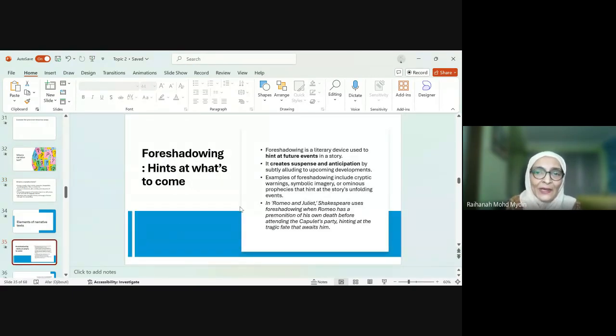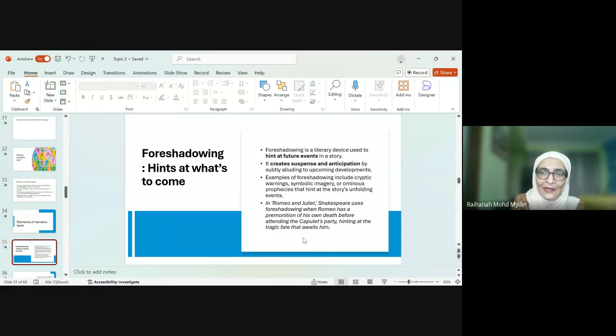So foreshadowing, when we think about foreshadowing, is imagine you're reading a story and there's something that is being hinted at. You as a reader, you just read it, you don't know what to make of it. But as you're reading further into the story, you realize that that aspect that was hinted at the beginning is now coming to pass. Shakespeare does this very often in his plays.